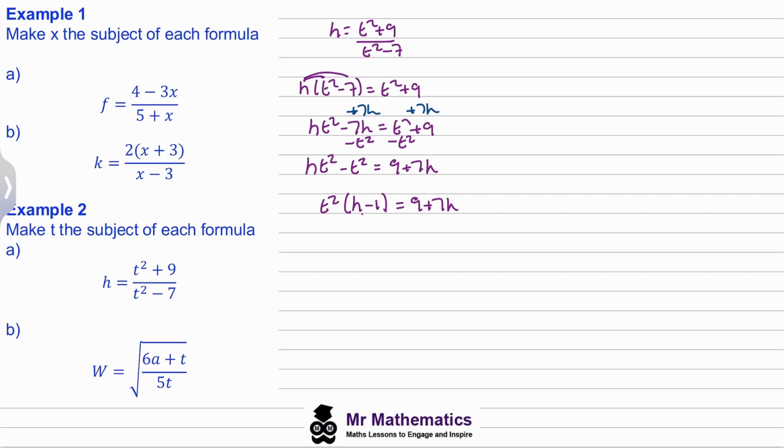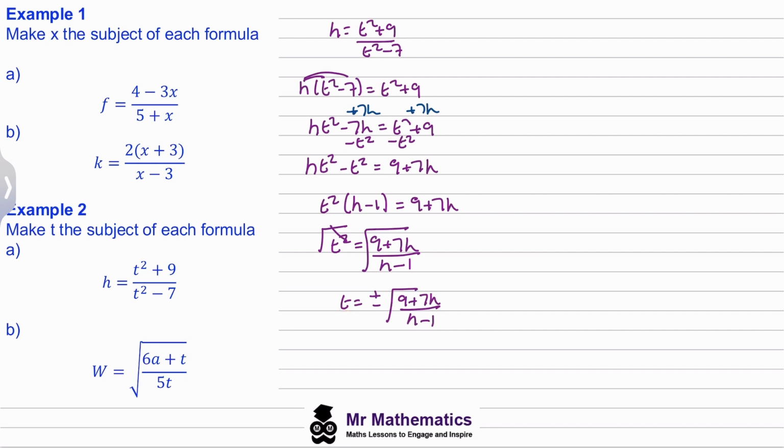So now we need to divide both sides by h minus 1. So t squared will be 9 plus 7h over h minus 1. And what do you think we need to do next? So now we need to cancel out this square by taking the square root of both sides. These two will cancel, so we get t. Remember, this could be a plus or minus the square root of 9 plus 7h over h minus 1. And this will make t the subject.